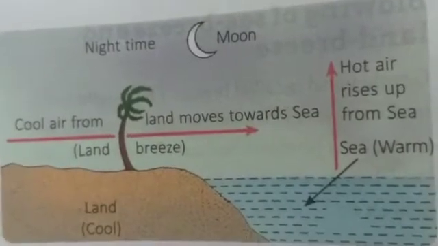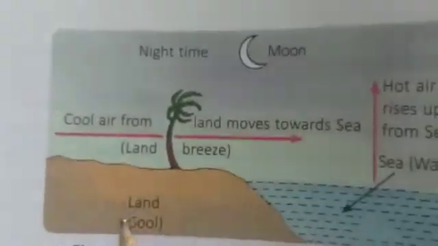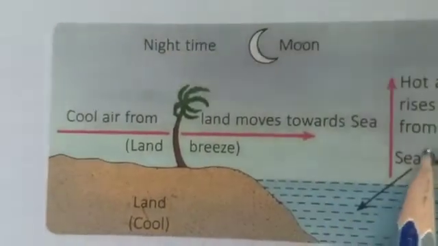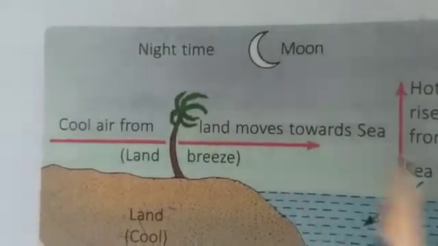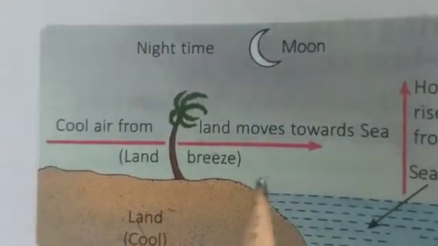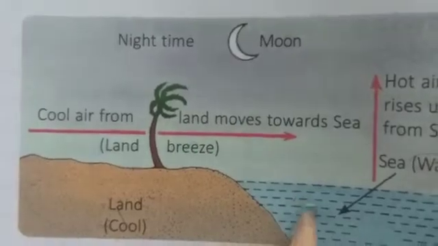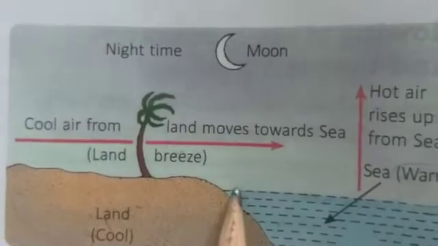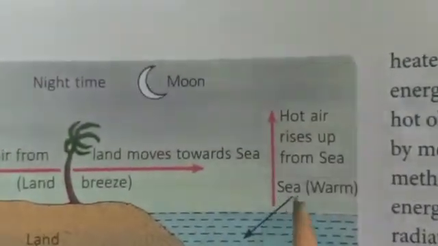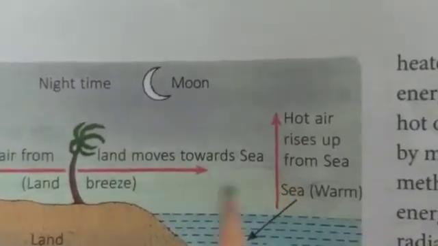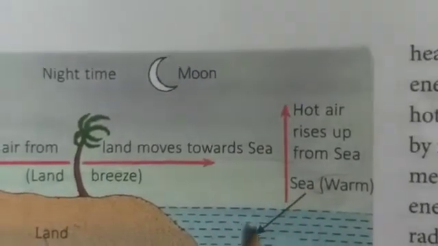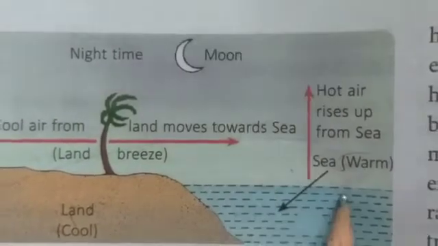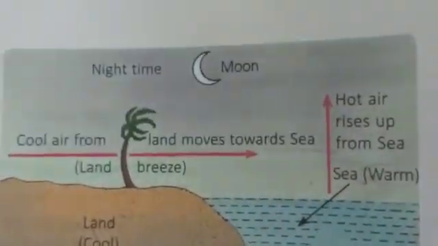Now children, at night the land loses its heat more quickly than the sea water, and the water surface is warmer than the land. As a result, the cycle is reversed and a land breeze blows. This means the breeze blows from the land towards the sea, and this breeze is called land breeze. Land breeze blows only during the night when the sea water is hotter than the land.